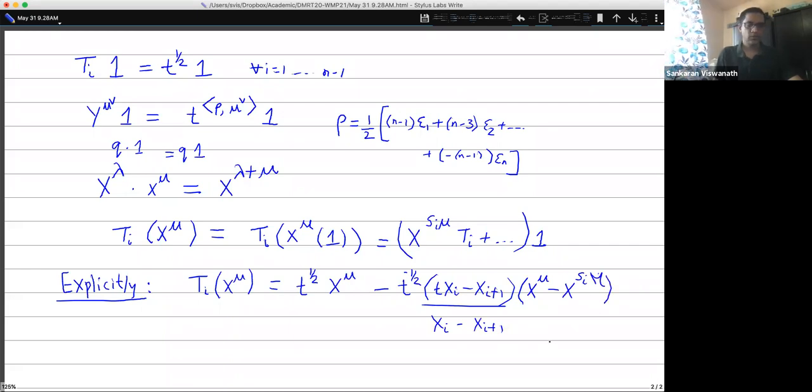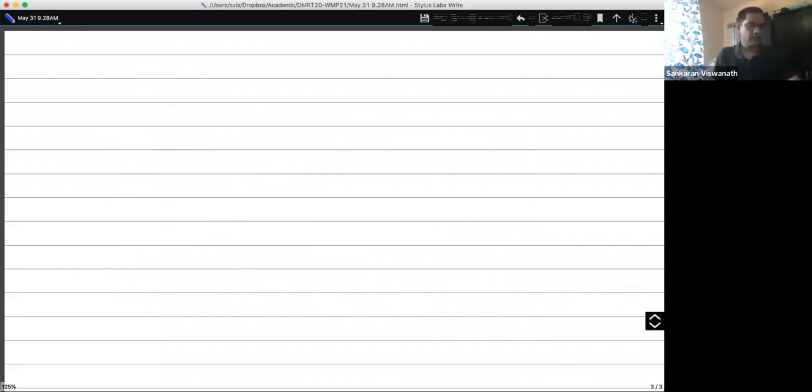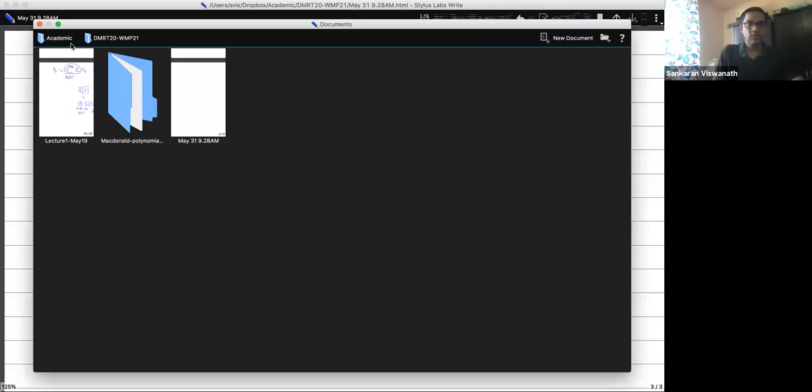Okay, so this is the formula for the action of ti on the monomial x^mu in the polynomial representation. Now, what we also had are the actions of the yi's, which are what we call the Cherednik-Dunkel operators. So the yi's themselves are the following.